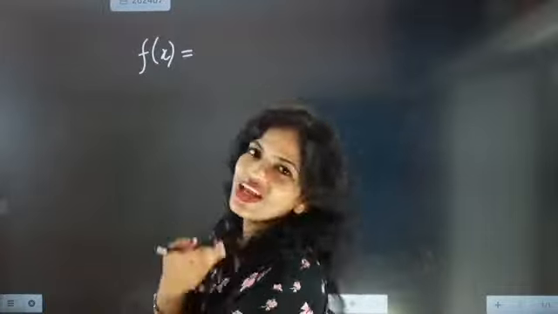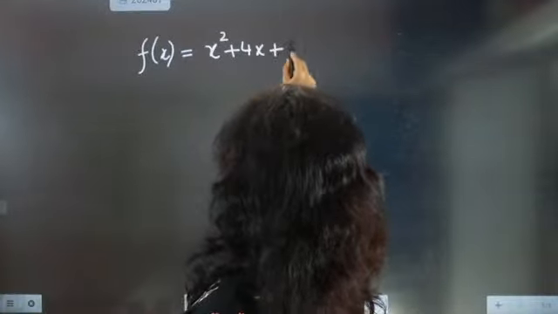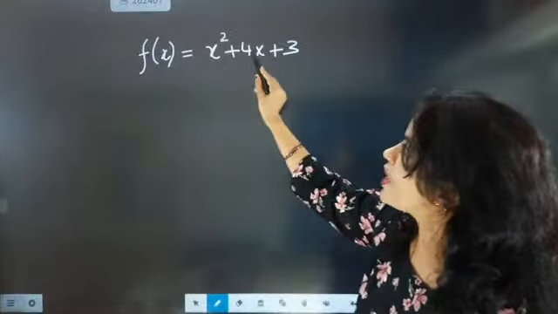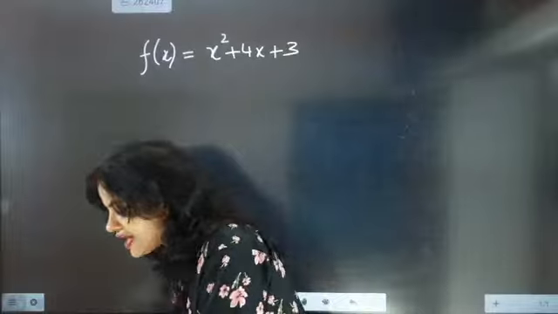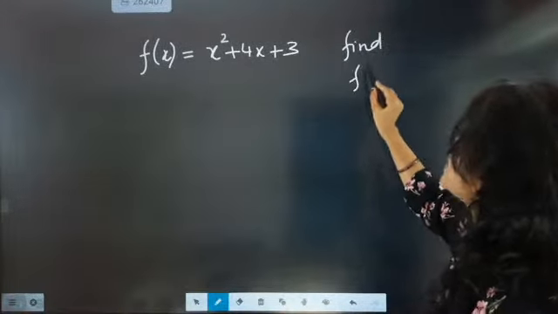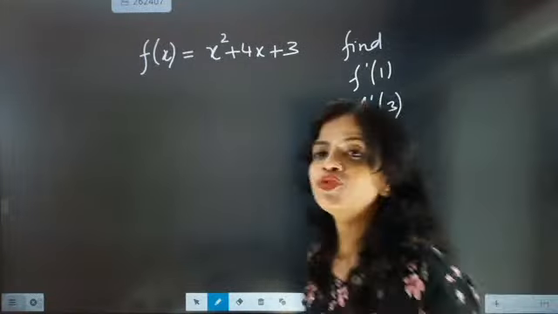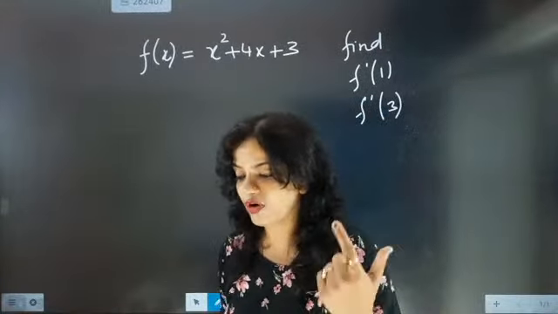Function is given to you as a real valued function. Algebraic functions are real valued functions only. I am just generalizing the statement. Now look here. What is given to you? x square plus 4x plus 3. Now you have to find f dash 1 and f dash 3. One time you have to find the derivative at 1 and then you have to find the derivative at 3.